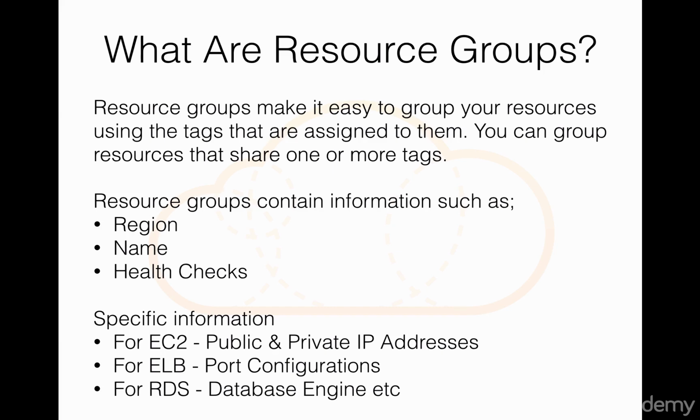So like for EC2, you can get your public and private IP addresses. For Elastic Load Balancer, you can get all the port configurations. For RDS, you get the different database engine types, etc. And you can actually dump all this out in a CSV file. So why don't we go into the console now and have a quick look at how this actually works.